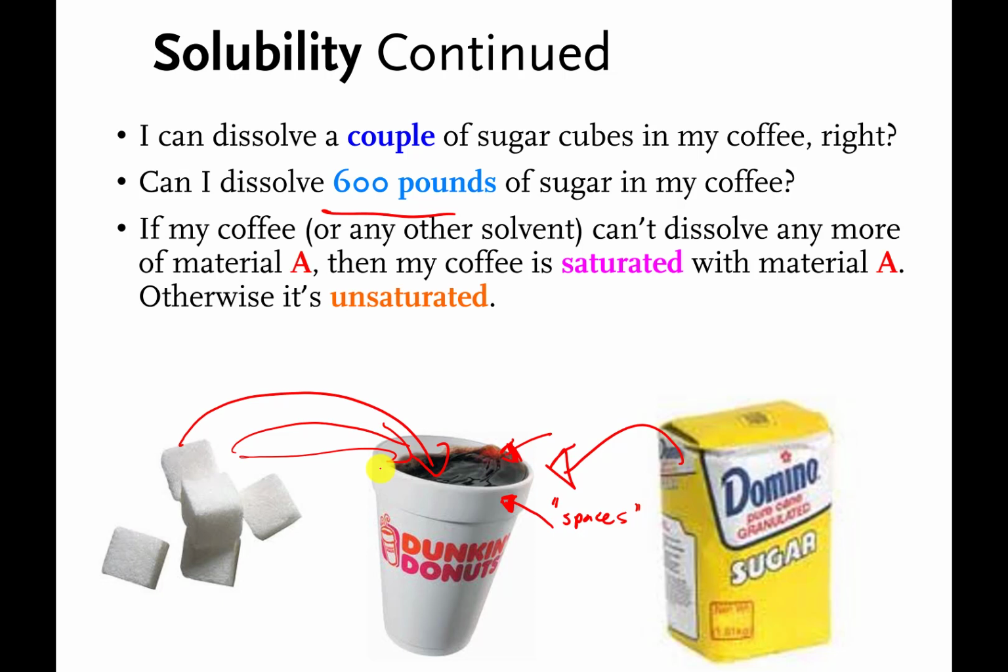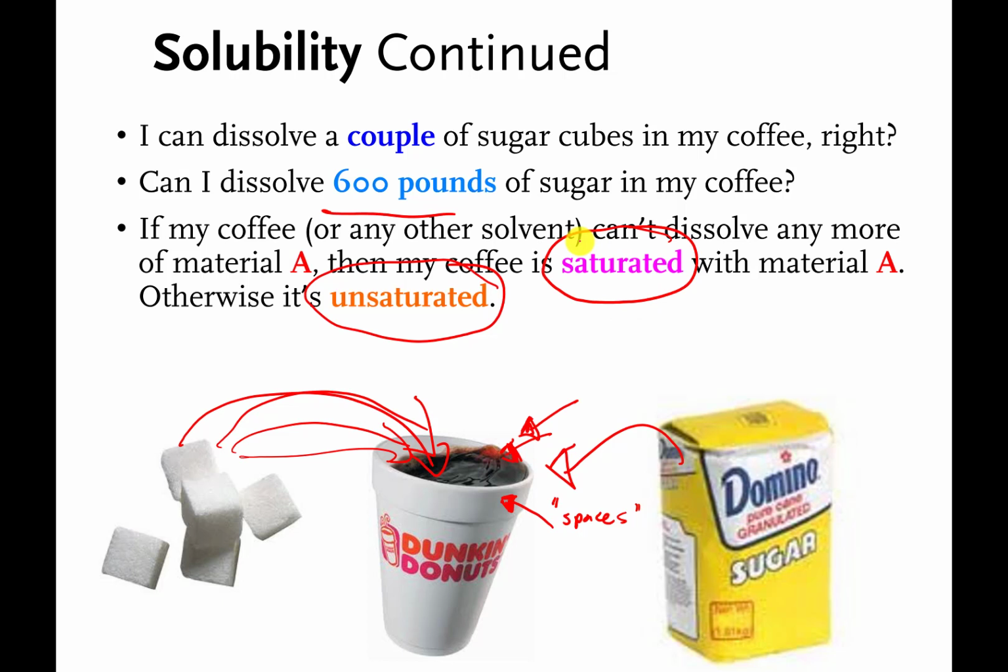A couple more technical terms. If you have not hit the limit, if you've dissolved a certain amount of stuff in your liquid, but you could dissolve a little bit more, then you say that your liquid is unsaturated with whatever you're trying to dissolve. If you have hit the limit, or if you've gone over the limit, then you say that your liquid is saturated with whatever you're trying to dissolve.